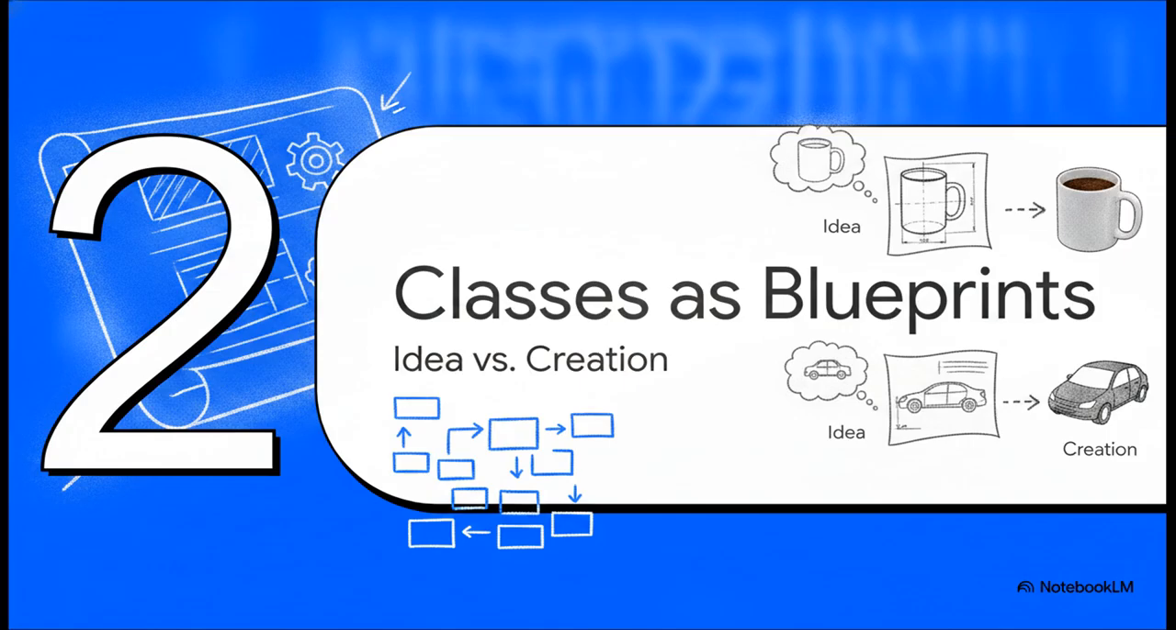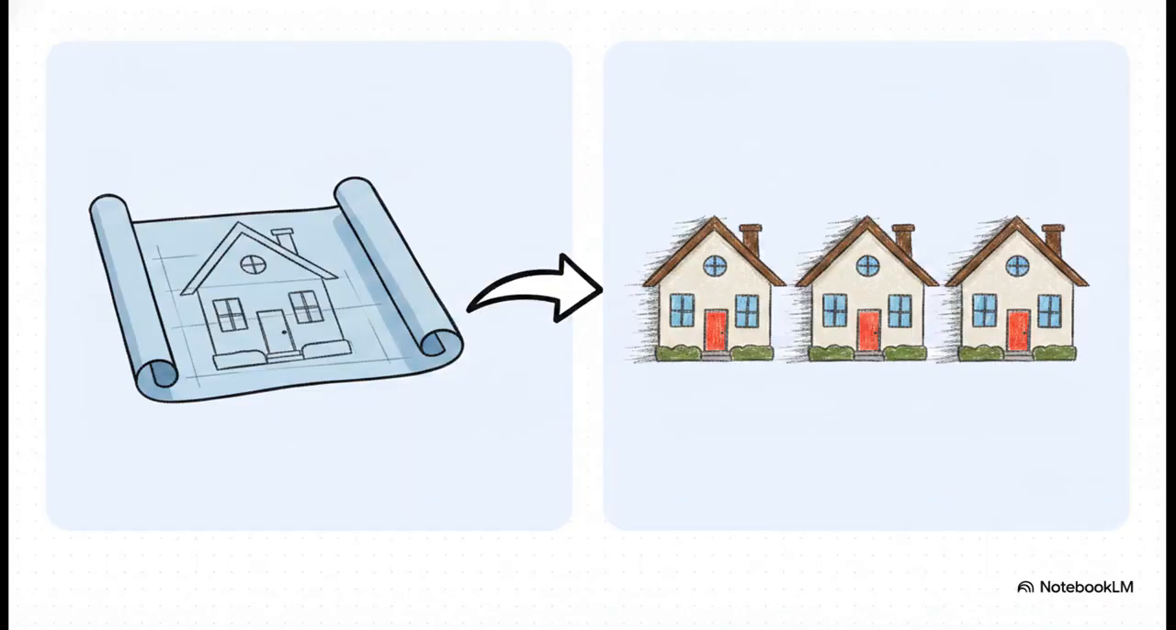Section 2. Classes as blueprints, the idea versus the creation. And this brilliantly illustrates the next big concept. Before we can create a digital coffee mug or a digital car in Java, we need a template. We can't just manifest objects out of thin air in our code, we absolutely need a master plan to define their characteristics. On the left here, we have the class. The class is the blueprint. It's a user-defined data type that describes what the object will be, but it's entirely separate from the object itself.